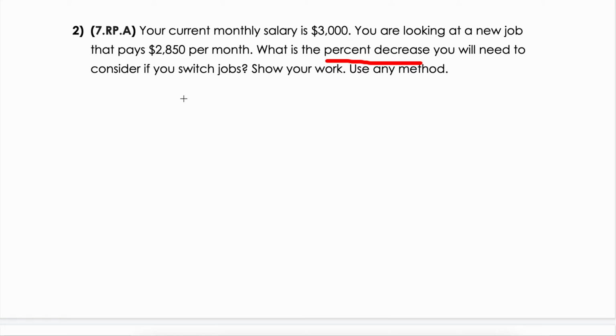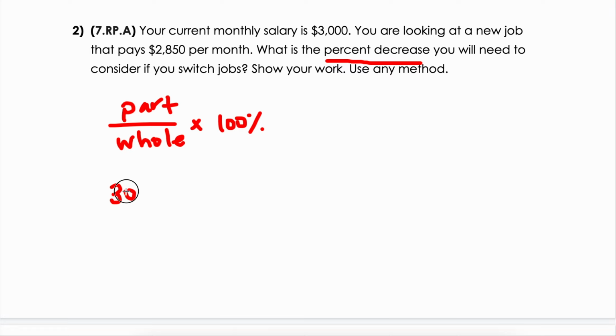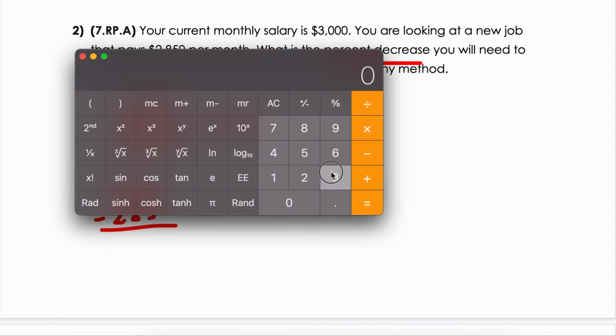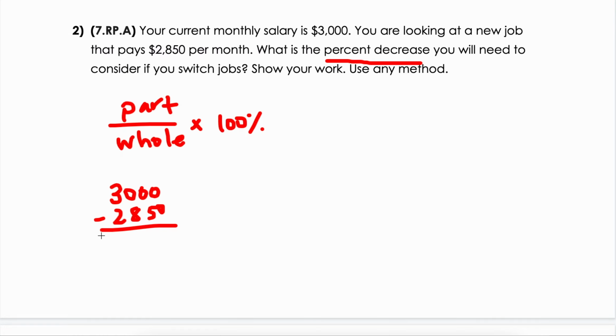All right, so if I want to know the percent decrease, usually they give you a percent, right? So here you're trying to figure out the percent. Remember, percent is just the part out of the whole multiplied by 100% to change it into a percent. So if they want to know the percent decrease, you actually want to know how much less this new job is paying you. So you're going to take the $3,000 minus $2,850 to figure out what that difference is. 3,000 minus 2,850. The difference is $150. That's the part we're looking at.